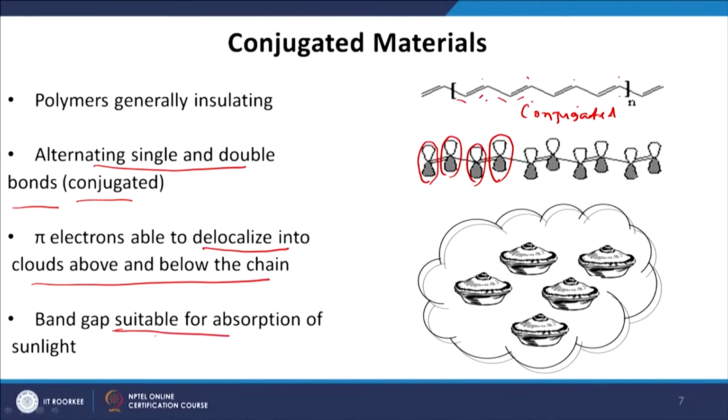If we wanted to calculate the probability of the electron, the probability density is quite large in this kind of polymer, and the band gap is suitable for absorption of sunlight. So the band gap of this material is suitable to absorb light in the visible region, or we can even tune some of the materials to absorb in the near infrared region or even in the UV region.